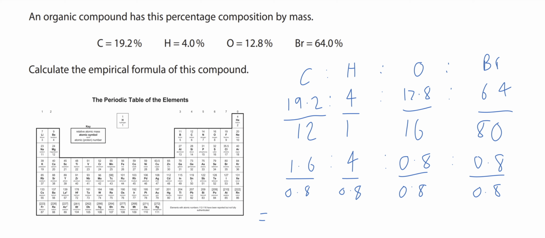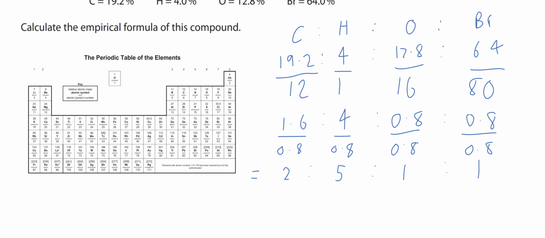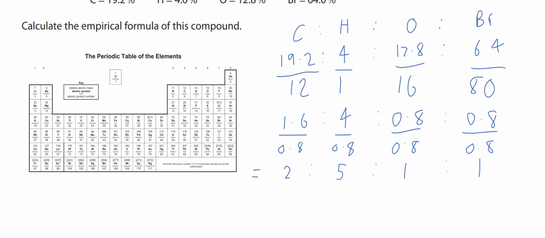So 1.6 over 0.8 is 2. 4 divided by 0.8 is 5. And then 0.8 divided by 0.8 is 1, and then 1 again. So then, using these now whole number results, we can write the empirical formula as C2H5OBr.